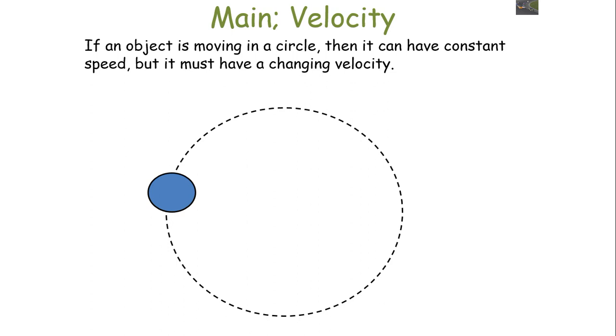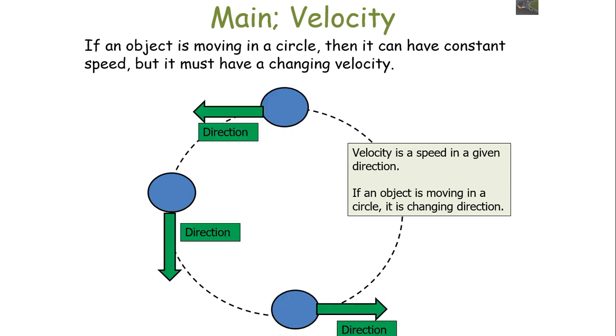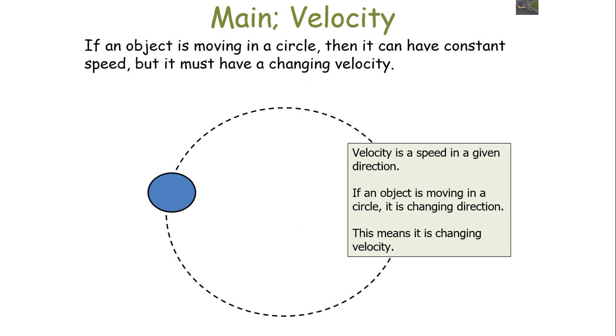Now, if an object is moving in a circle, then it can have a constant speed, but it must have a change in velocity. Because velocity is a speed in a given direction, so if it's moving in a circle, it has to be changing direction, as shown in the diagram. This means if it's changing direction, it has to be changing velocity, because velocity is a speed and a direction. So therefore, we would say if we've got a change in velocity, that leads to an acceleration.